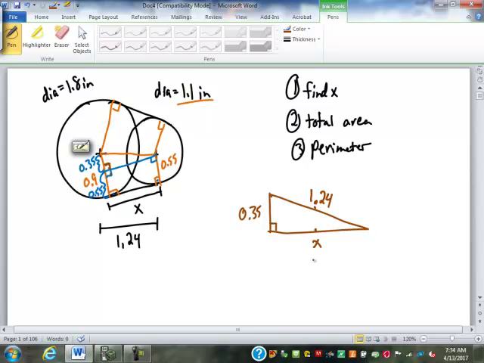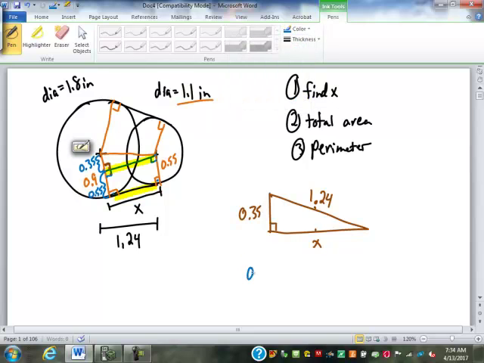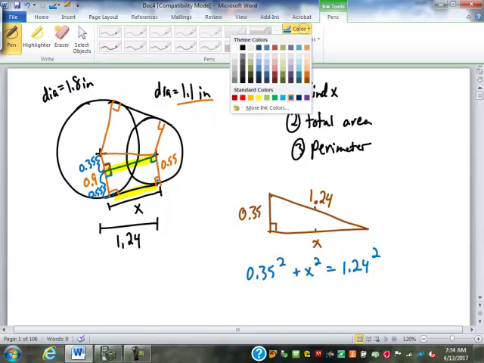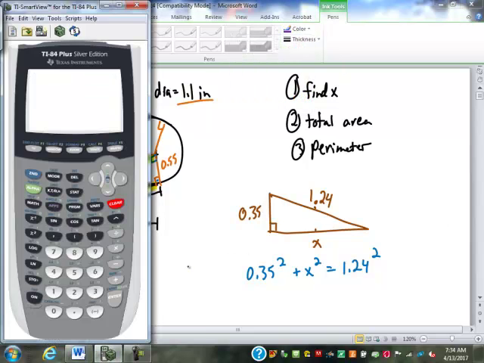This side is x. Because that'll be this side, which is the same as this side because they're opposite sides of a rectangle. This is just going to be a squared plus b squared equals c squared. 0.35 squared plus x squared equals 1.24 squared. At this point, I'm going to assume you guys can solve that from there. So I'm just going to punch in the square root of 1.24 squared minus 0.35 squared equals, and we're going to get x of 1.18.